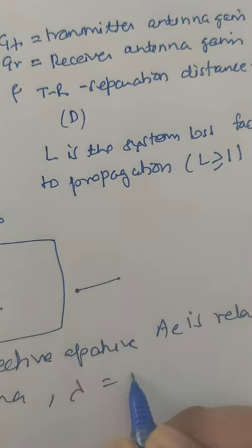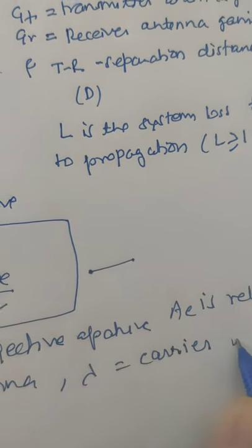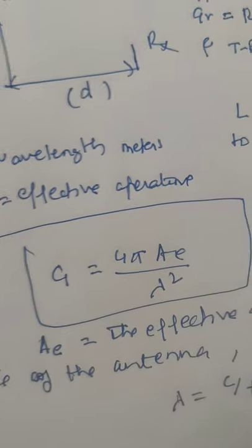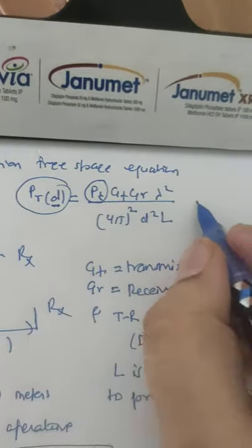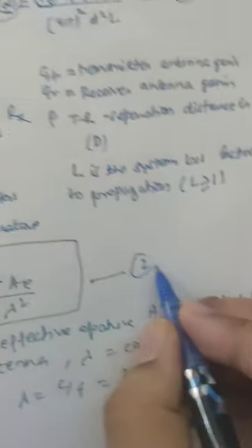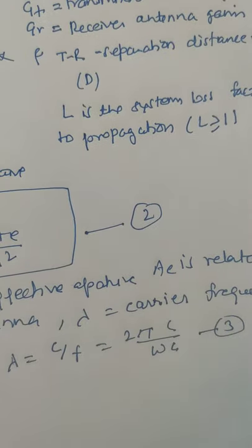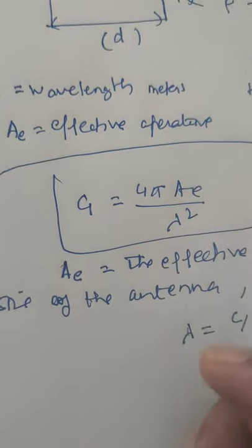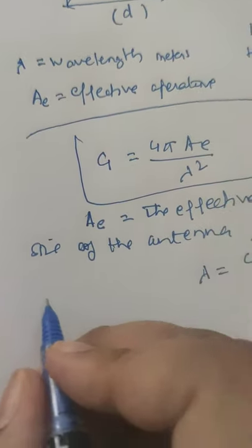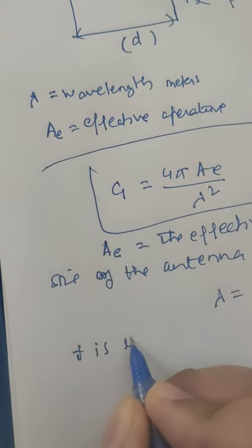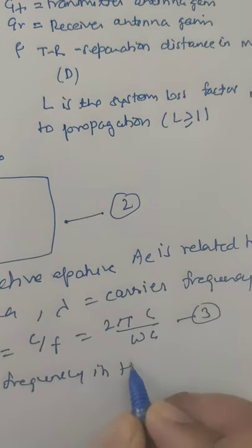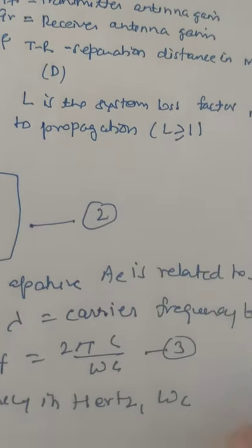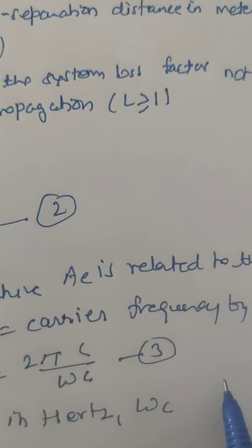And lambda, we know that it is related to the carrier frequency, given by lambda equal to c by f. Again, it is written as 2 pi c by omega_c. We can say this one is equation number 1, this is equation number 2, this one is equation number 3. In other words, if f is the carrier frequency in hertz, then omega_c is the carrier frequency in radians per second.